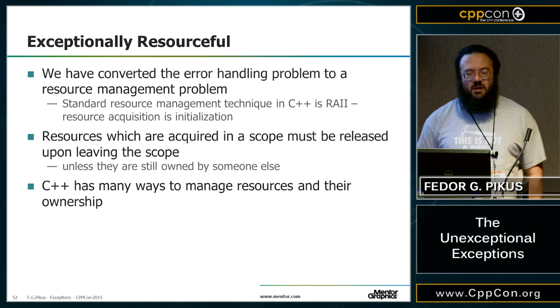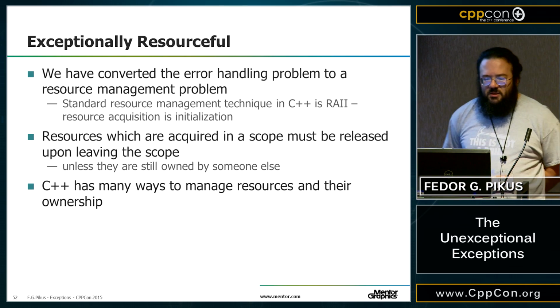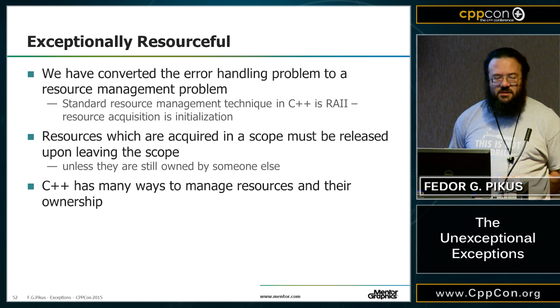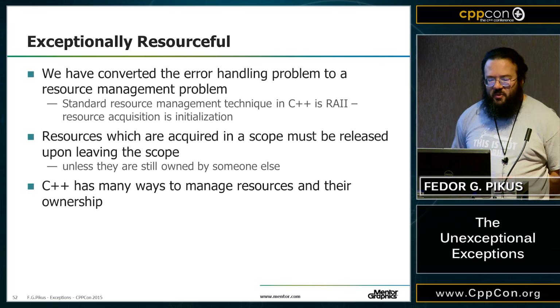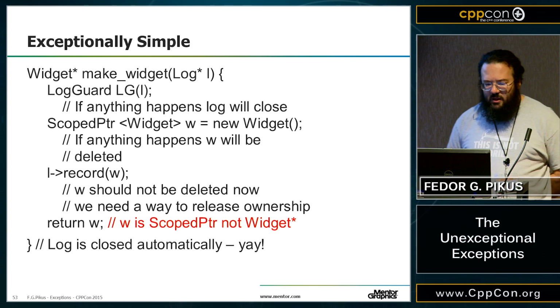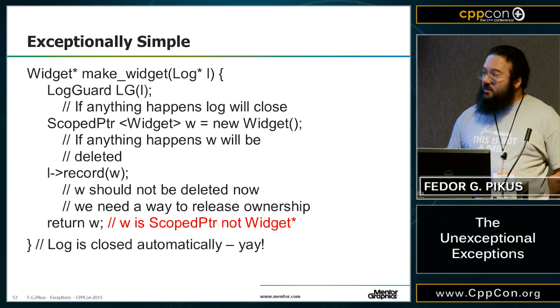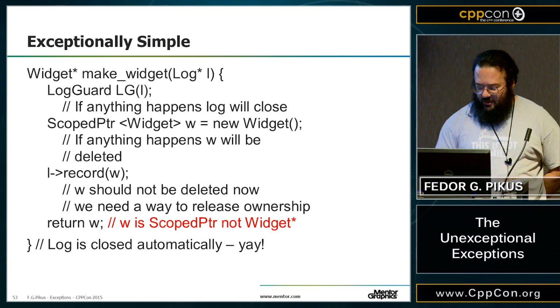So we have converted an error handling problem to a resource management problem. We just haven't managed the resources quite right. Resources that are acquired within the scope must be released within that scope. That's your normal local classes, unless you want to hand off the ownership, and that's the classic resource management problem. So for log, we're good. We don't hand ownership anywhere. For the widget, we need to hand off the ownership to the caller.